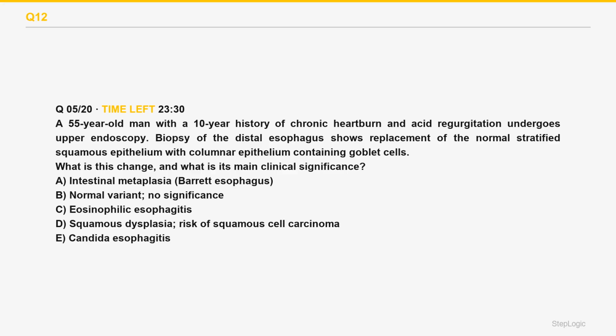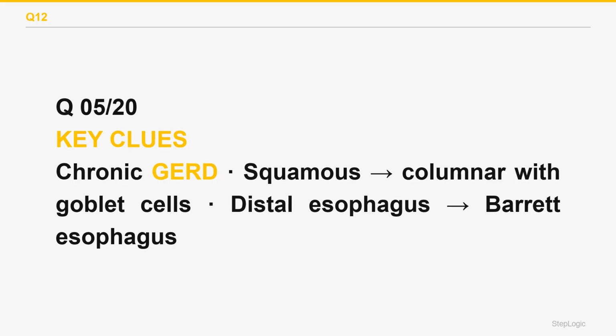Read the command: what the change is and its significance. Chronic GERD, distal esophageal squamous epithelium replaced by columnar epithelium with goblet cells: Barrett esophagus, risk of adenocarcinoma. This is Barrett esophagus, intestinal metaplasia of the lower esophagus.